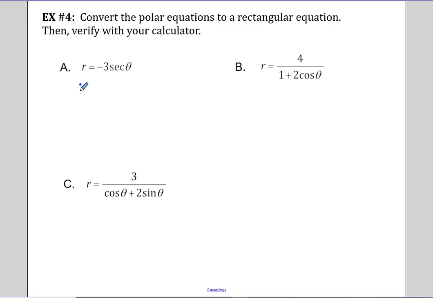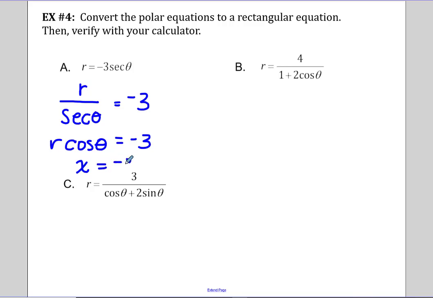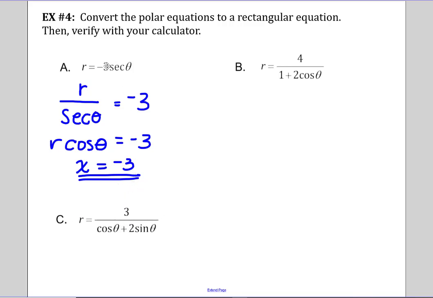So in this case, I want to get a representation. We'll say r divided by secant can be -3, and secant in the denominator is r cosine theta in the numerator, and r cosine theta is another name for x. So this is a vertical line through x equals -3, and we've converted polar to rectangular.